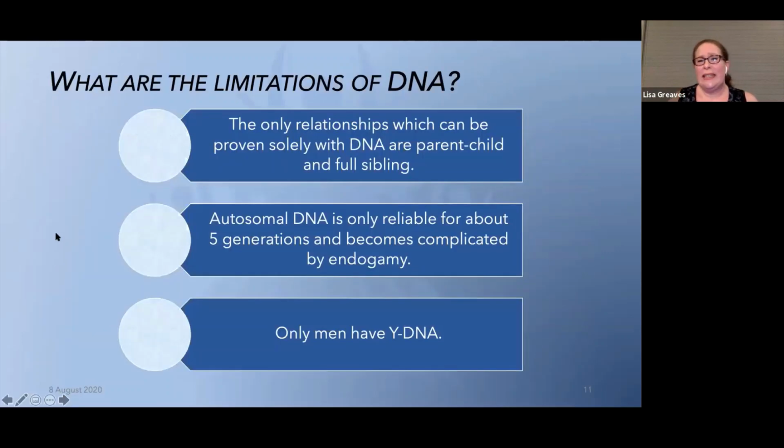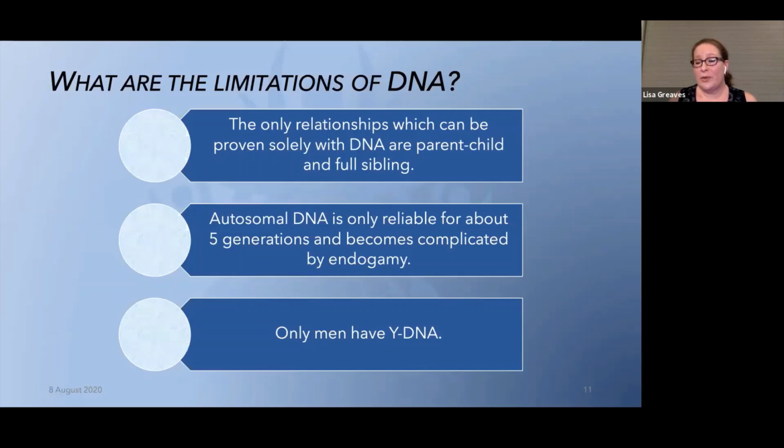So what are the limitations of DNA? The only relationships that can be proven solely with DNA, no documentation, are parent, child, and full siblings. So parents and their children share an awful lot of DNA. They share, I think, 3,500, a very large number of centimorgans. And no other genetic relationship shares that much DNA. So you can identify a parent and a child relationship simply by DNA with no paperwork.